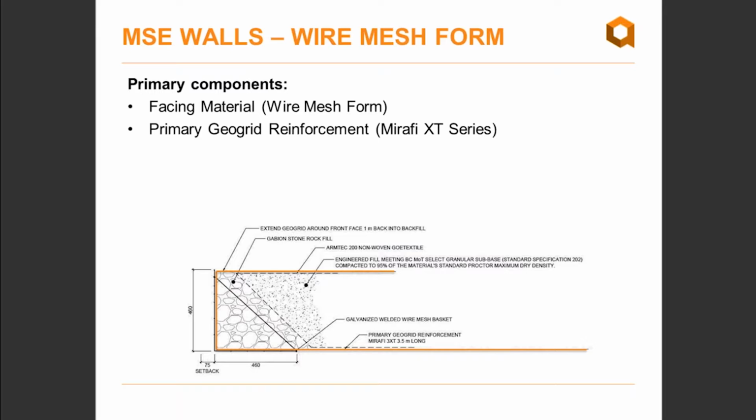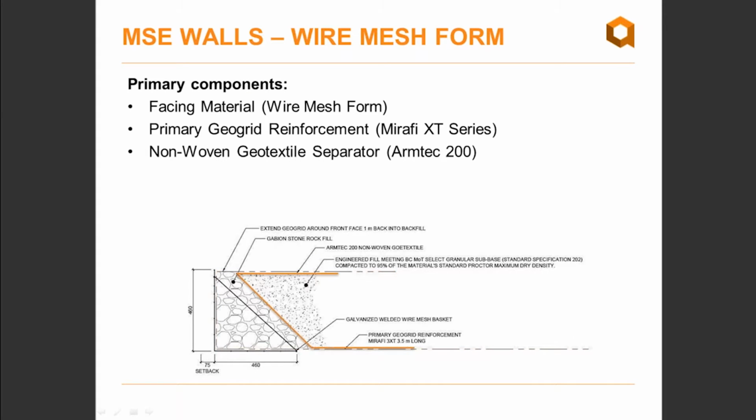The Armtec system just has a wrapped face, so typically we specify around 1 meter return on the top side of the layer. We then have a non-woven geotextile separator, just standard Armtec 200 material, and that's basically to prevent a migration of the engineered backfill into the cobble and rock facing material. So the cobble and rock facing is really a protective measure for the wall.